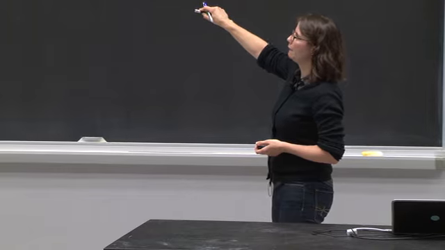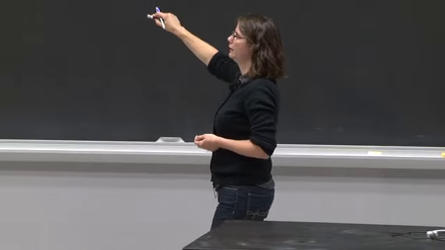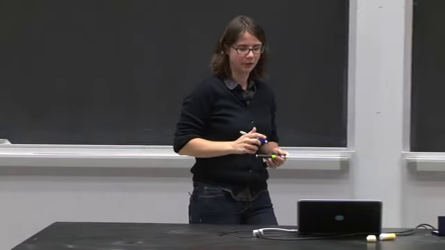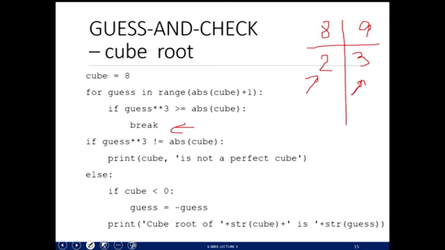And if the guess to the power of 3 is not equal to the cube, then obviously the cube was not a perfect cube. So that's this case here, if we were looking at the cube root of 9. And otherwise, this part here just looks at whether we should make it a positive or a negative cube. So if our original cube was less than 0, then obviously the cube root of a negative number is going to be a negative number, and otherwise it's just our guess.